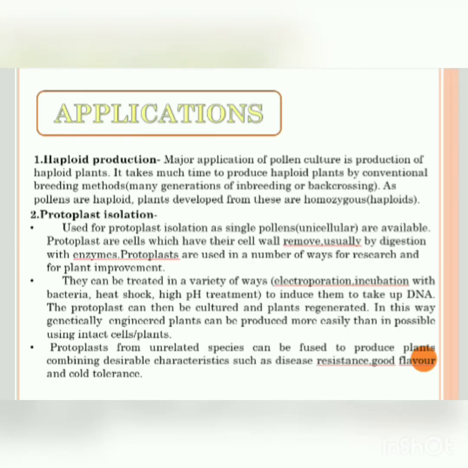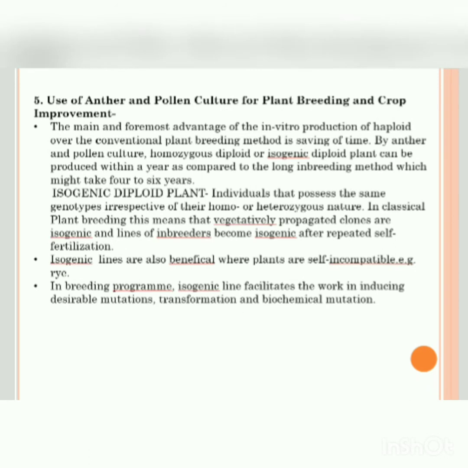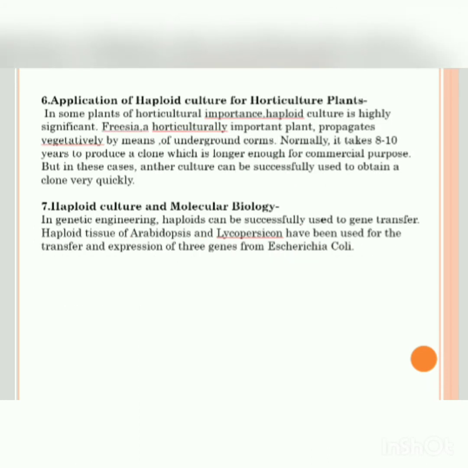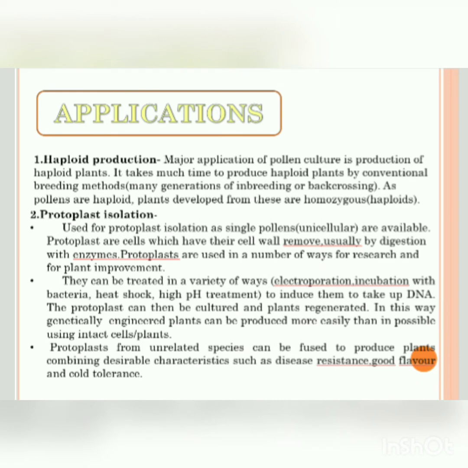So the applications of anther and pollen culture are as follows. The first is haploid production, then protoplast isolation, then the uses of this culture in mutation study, then for cryogenic study, the use of anther and pollen culture for plant breeding and crop improvement, for horticultural plants, and haploid culture and molecular biology. So moving forward to our topic, the first one is haploid production.